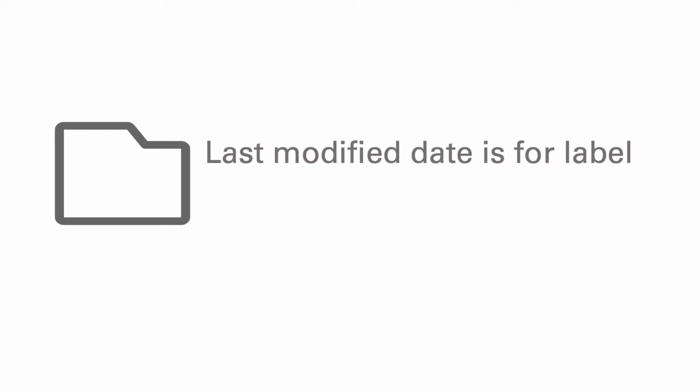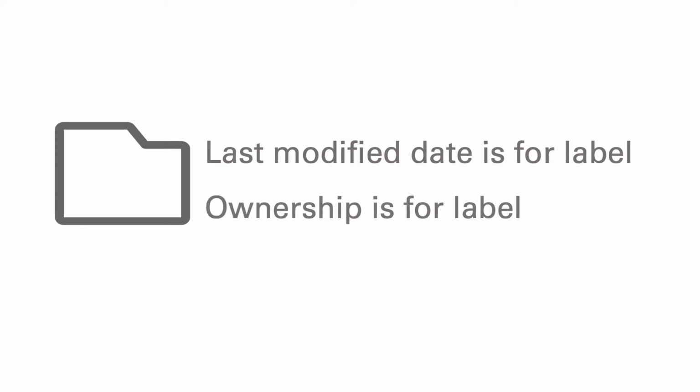Two things about folders as labels. First is that the last modified date is for the folder label itself, not for files using that label. This can be a little confusing because it can make it seem like projects or content has not been updated even when it has. Second, when we change ownership of a folder, we are just changing ownership of the label, not the files inside the folder.